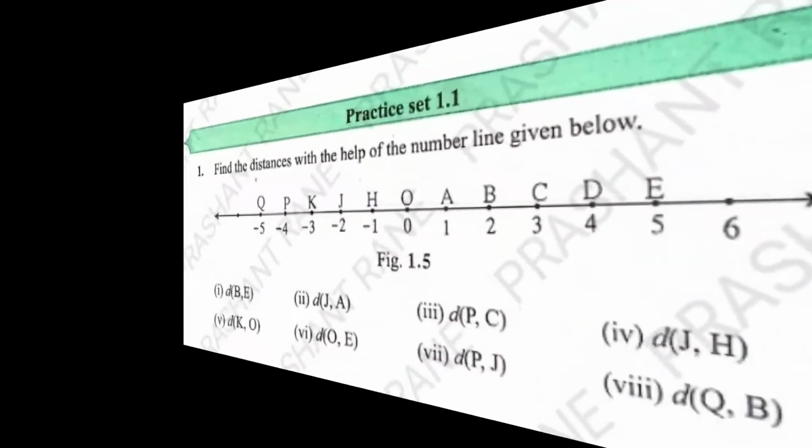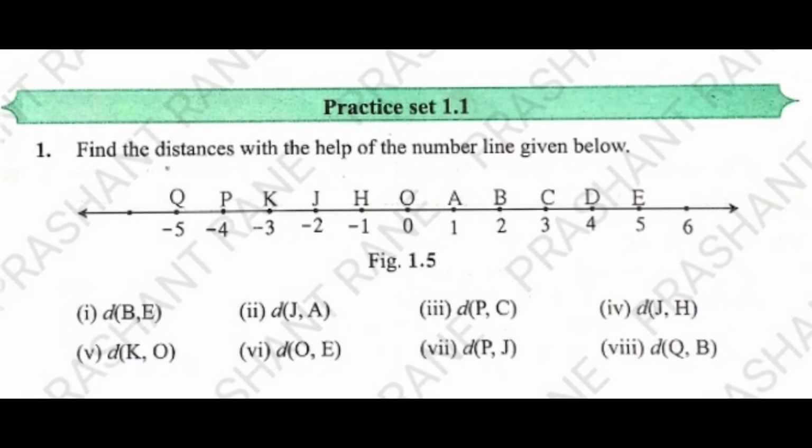Students, last time we have studied coordinates of points, how to find distances if coordinates of points are given, and betweenness of three collinear points. Today we are going to study practice set 1.1. Question number 1.